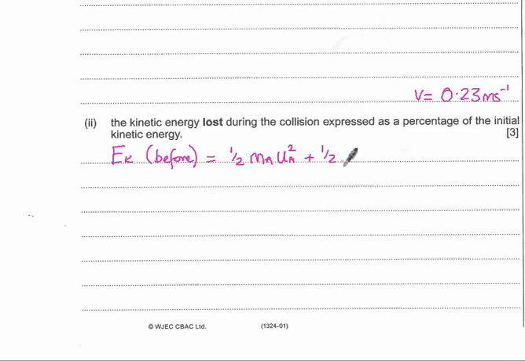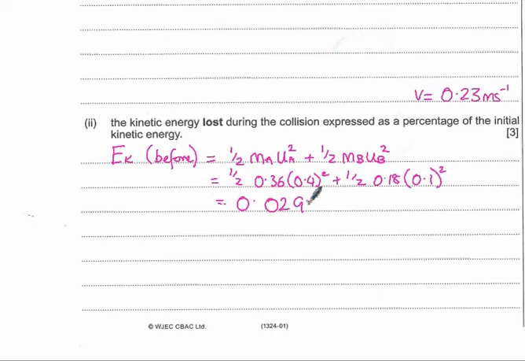So half MAUA squared plus half MBUB squared. This 0.1 here, it's minus 0.1 times minus 0.1, so it's all positive anyway. But being a scalar, direction doesn't count in other words. So if I put the values in there, 0.36, travelling at 0.4 squared, plus half 0.18, and the velocity is, well, I won't put the minus in there because, like I say, it's a scalar anyway. That works out as 0.0297 joules.